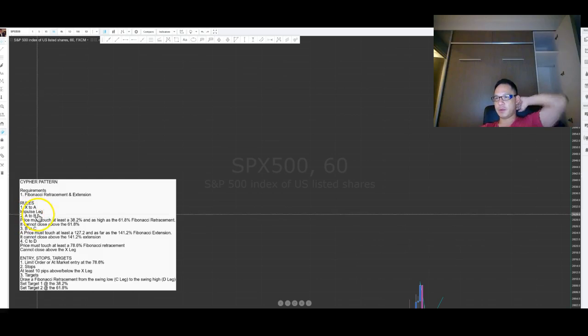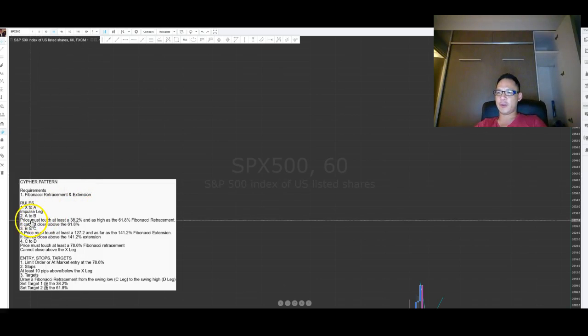So the rules are pretty simple. You're looking for an initial impulse leg, right? Then you're looking for an A to B, and then a B to C, and then C to D. And that completes the pattern, right? And then you've got your entries, stops and targets, so your rules of engagement. And these are really, really standard rules. I've put this together quickly, so I might have got some of it wrong, but we'll go through it one at a time and see how we go.